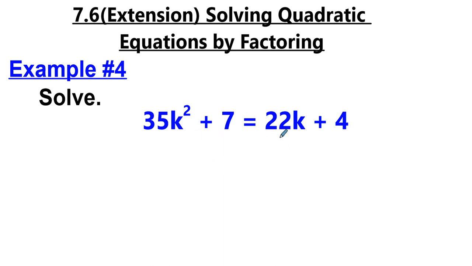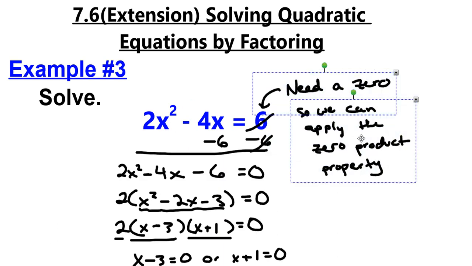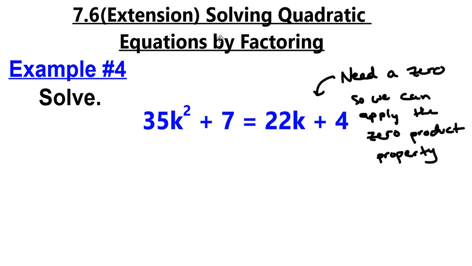All right, so on this one, again, we need to get everything onto one side of the equal sign because we want it equal to 0, because we want to use that zero product property. And I might as well just copy this right on over to the other page. It's the exact same idea. We need this equal to 0 so we can apply the zero product property. So subtract 22k from both sides, subtract 4 from both sides, and we'll get that equal to 0. So 35k squared minus 22k plus 3, because if I subtract 4 from both sides, that turns into a 3, and that equals 0. So that's your first step.